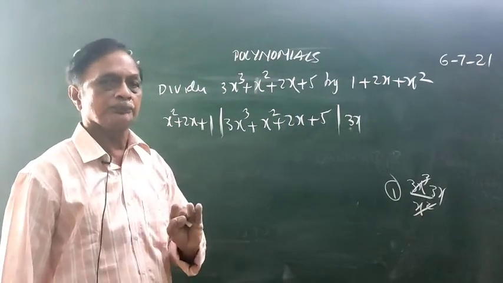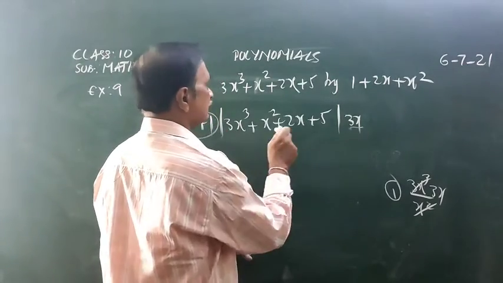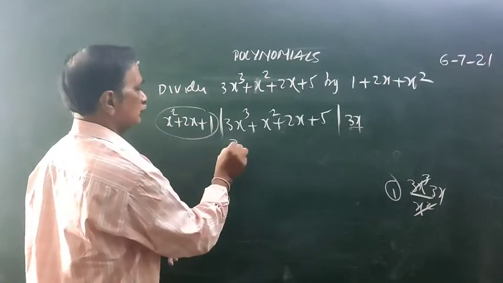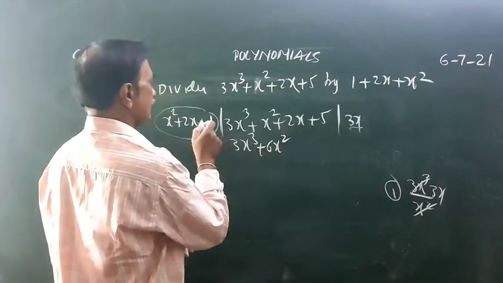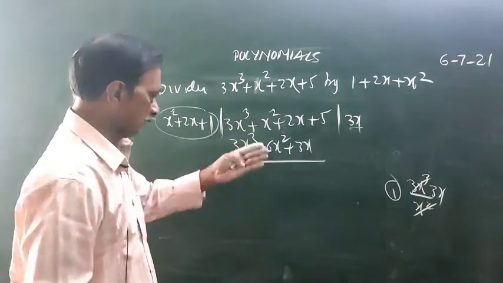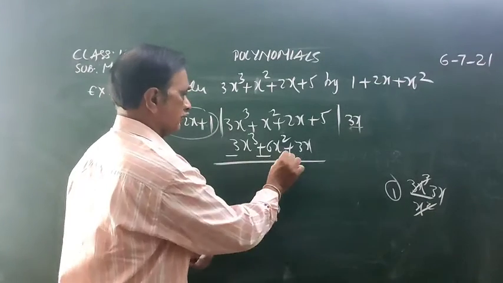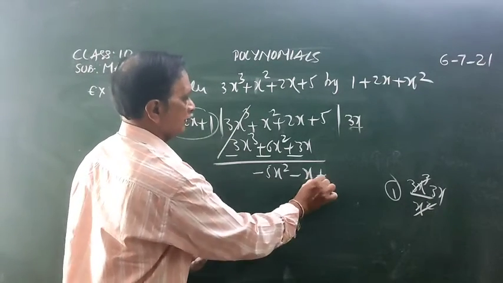What is the second step? Multiply this divisor by this 3x and write the product under this dividend. 3x into x squared, 3x cube. 3x into 2x, 6x squared. 3x into 1, 3x. Now what is the third step? Subtract. Minus, change in symbol. Here, minus 5x squared minus x plus 5.